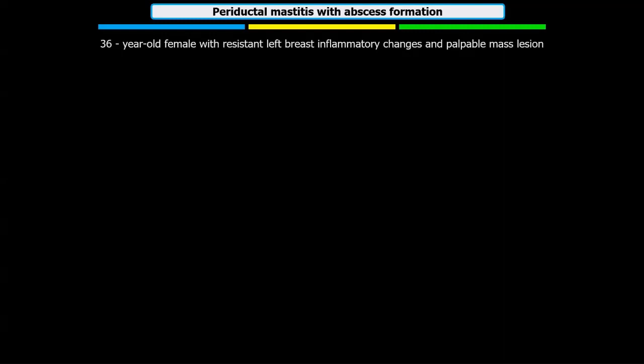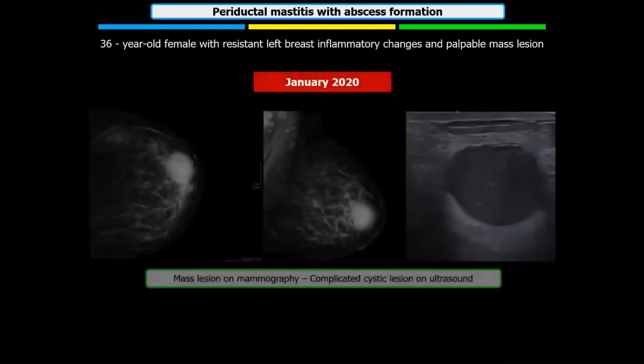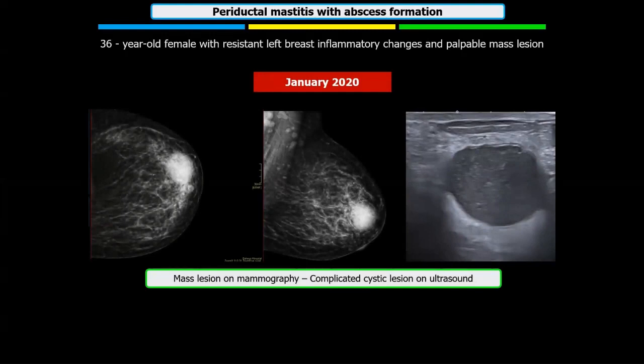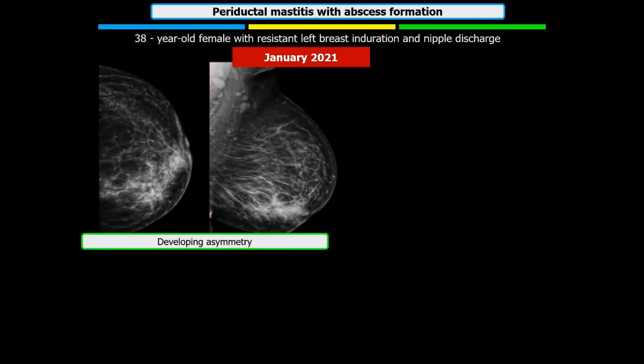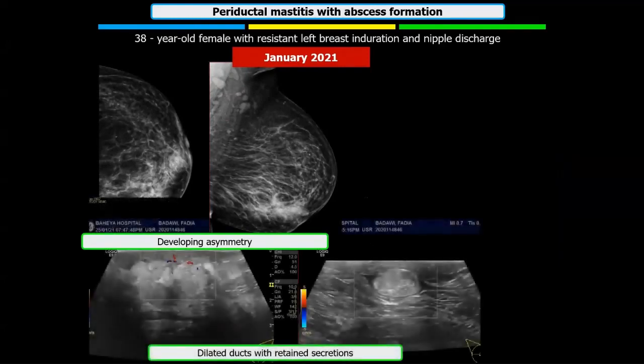This is a 36-year-old female with resistant left breast inflammatory changes. This was her mammogram in January 2020. She had a retroareolar mass lesion, which on ultrasound turned out to be an infected cyst, or it can be considered an abscess cavity. She did aspiration cytology of this abscess cavity, and she came in January 2021 with this appearance. She had a developing asymmetry of the left breast, and this was the ultrasound appearance.